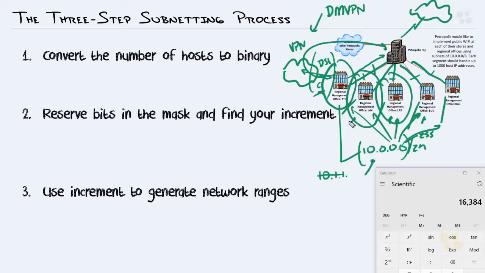They would never let that subnet cross to the Petropolis headquarters, because it's a public subnet. You wouldn't want somebody's public smartphone getting on your network and being able to access servers that are sitting up here at Petropolis. You would just route that out and NAT it, network address translation, right out to the internet.